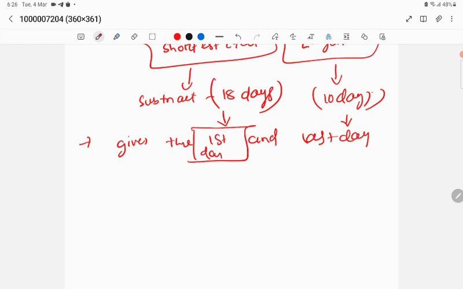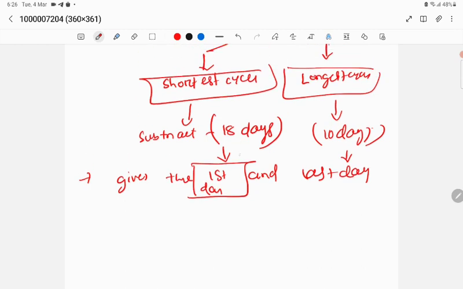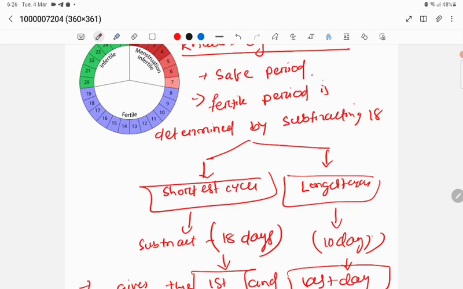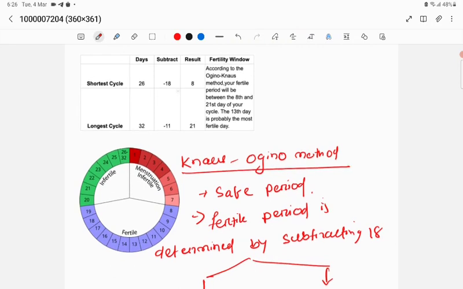If from the shortest cycle you subtract 18 days, you will get the first day. If from the longest cycle you subtract 10 days, you will get the last day of the fertile period. Very, very important. So I'll give you an example to explain this Knaus-Ogino method.